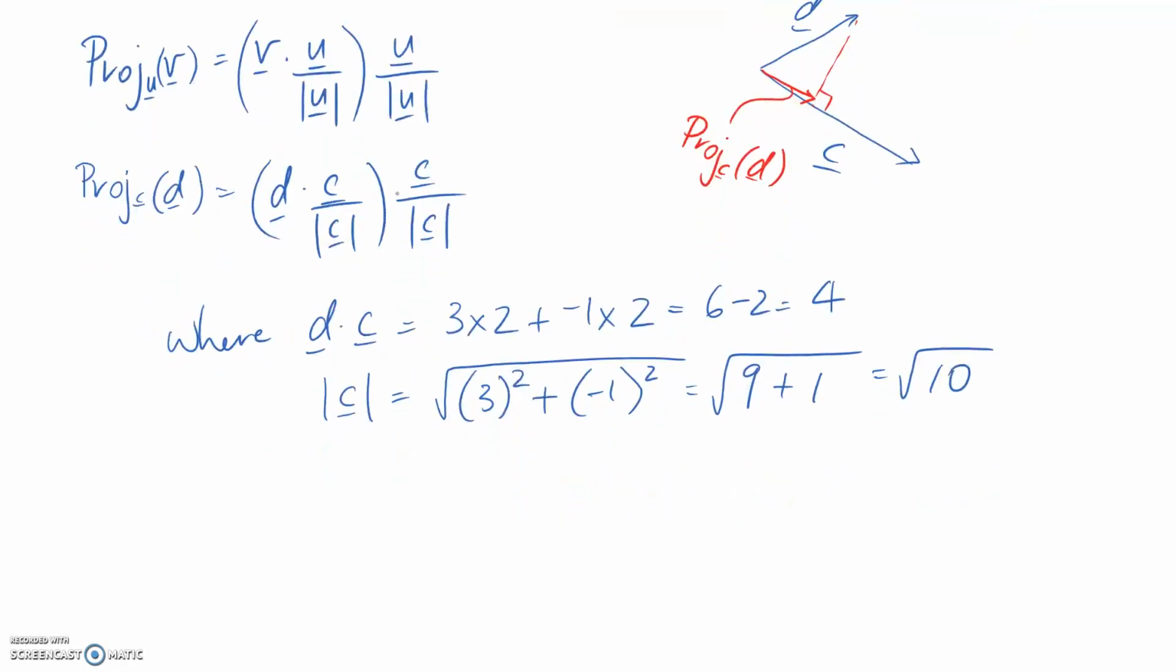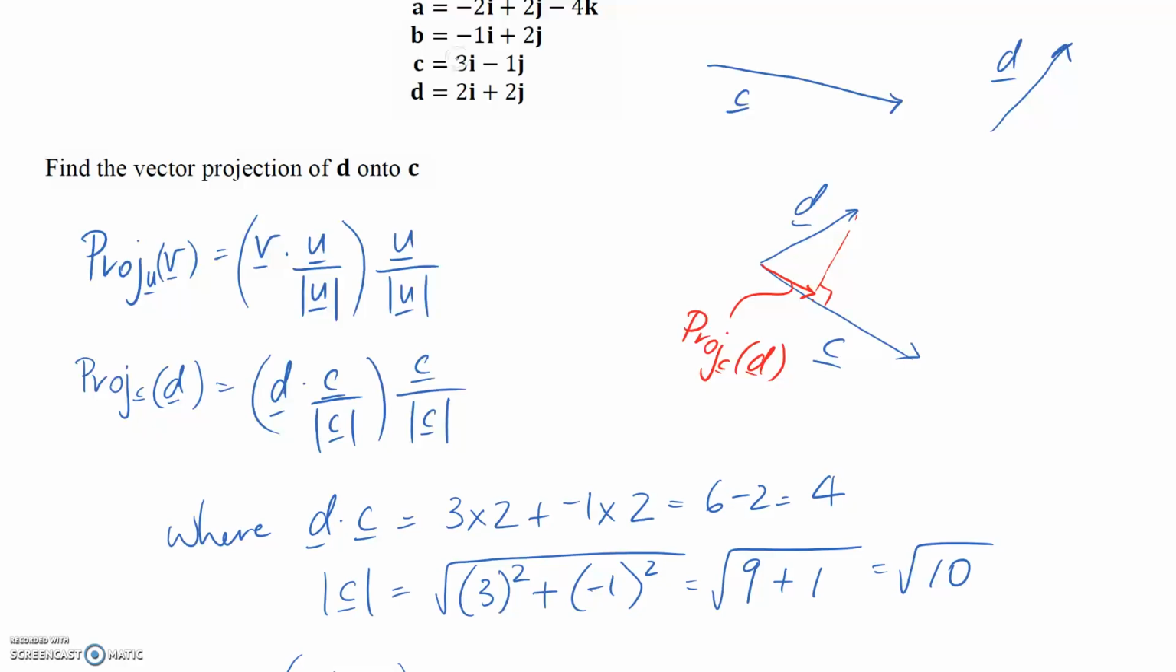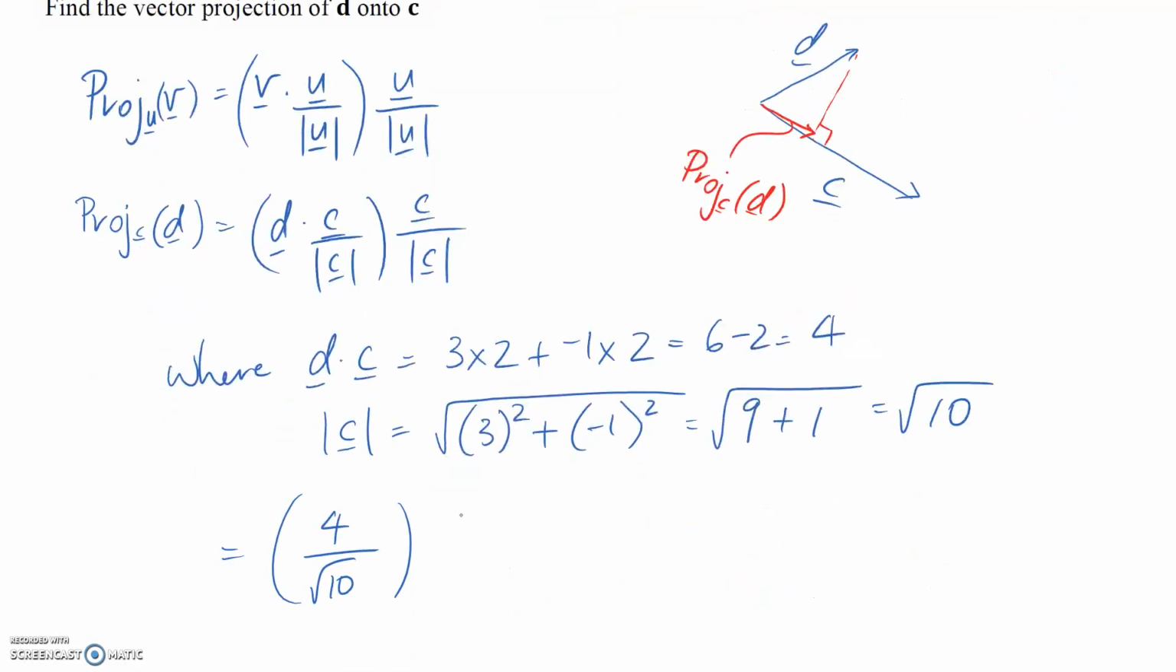So now what we should be able to do is go back and substitute into our expression here. So D dot C, which is the top line, that went to 4, and then the bottom line here is the square root of 10, so that's what's inside the bracket. We've then got our vector C that we need to pull out, which we were given in the question, so 3i minus 1j. And that gets divided by the magnitude again, which is square root 10.